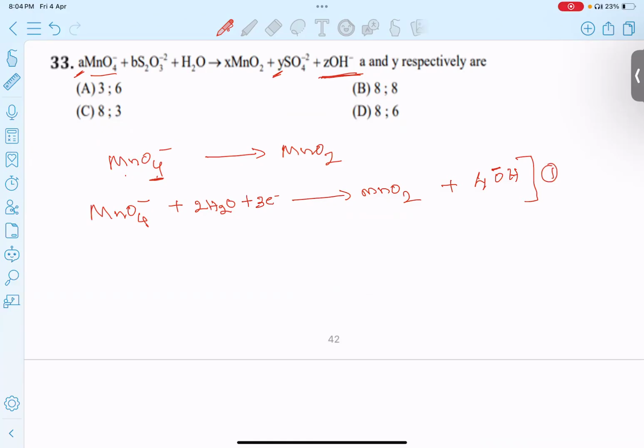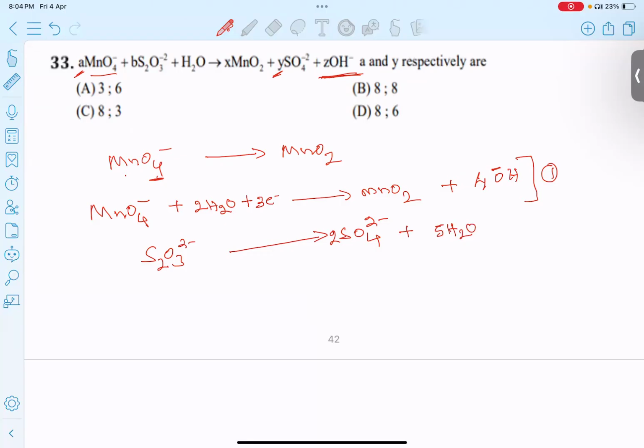Next, thiosulfate, S2O3 2 minus, is oxidized to sulfate ion, SO4 2 minus. The number of sulfur atoms on both sides is balanced by adding 2 sulfate ions. Then the oxygen atoms: the reactant side has 3 oxygen atoms and the product side has 8 oxygen atoms. There are 5 oxygen atoms deficient, so add 5 water molecules on the product side.